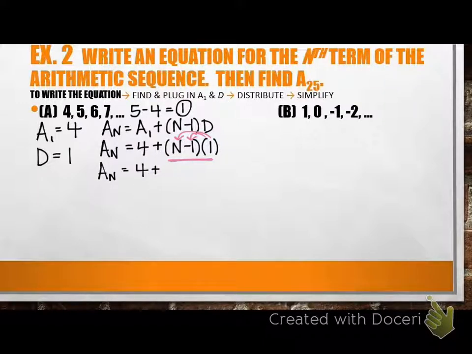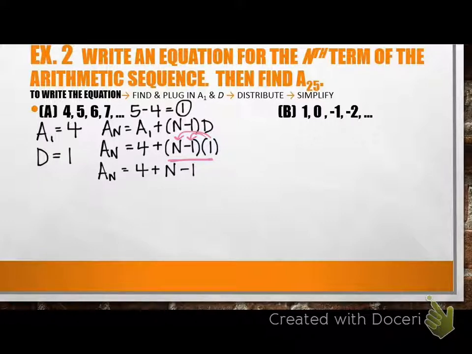Jamie, what do you want to get or do? When you distribute the 1, what do you get? N minus 1. I love it. 1 times n is n. You can put the 1 in front or leave it off. It doesn't matter. And then 1 times negative 1 is negative 1.